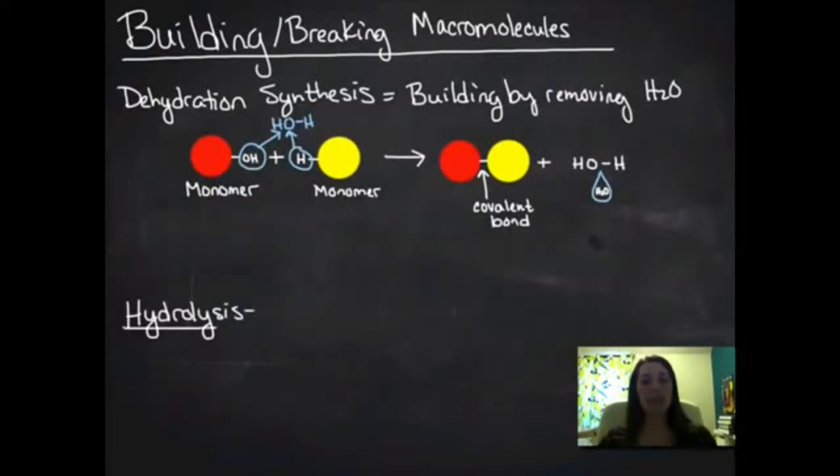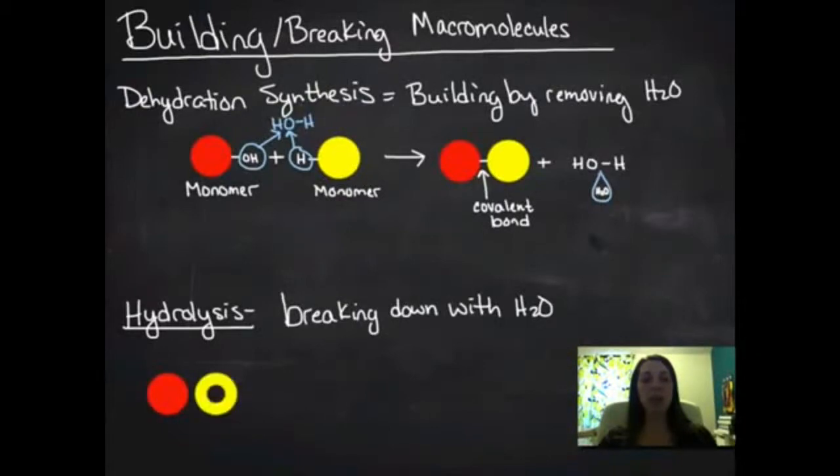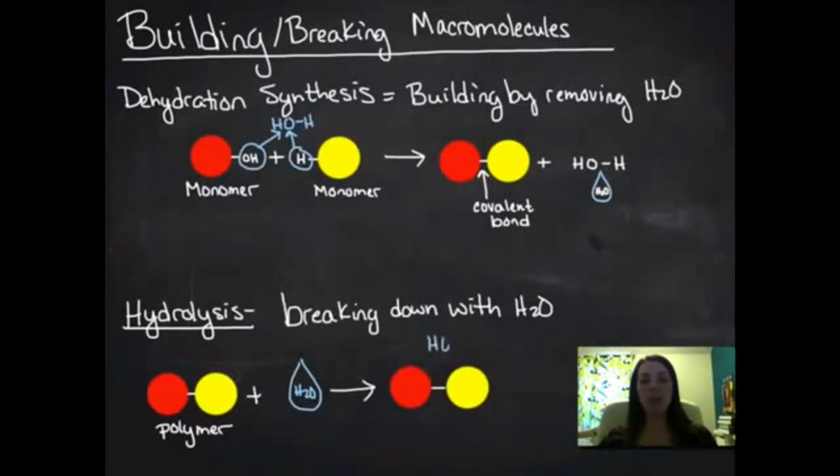The opposite of that would be adding water to break it down. That's hydrolysis, breaking down with water. So I'm going to take my monomers, put them together into my polymer that's held together by my covalent bond, and then I'm going to add in some water. And so I've got my polymer, I've got my water, and what's going to happen is that polymer is going to have that HOH go in, and it's going to break that bond.